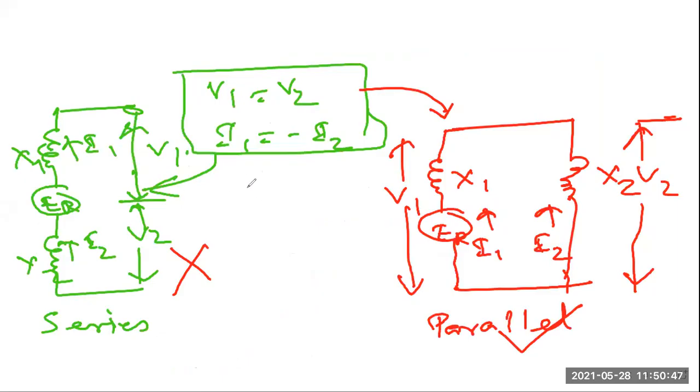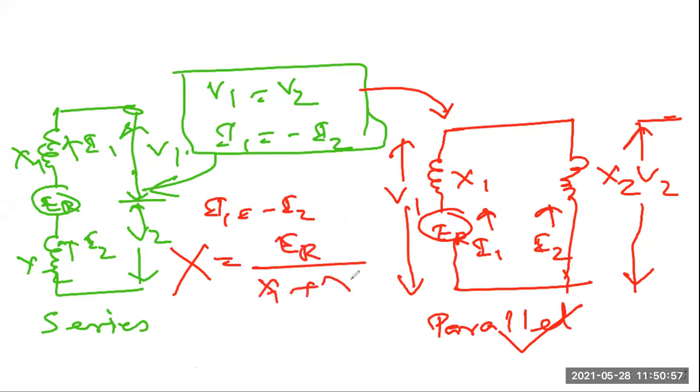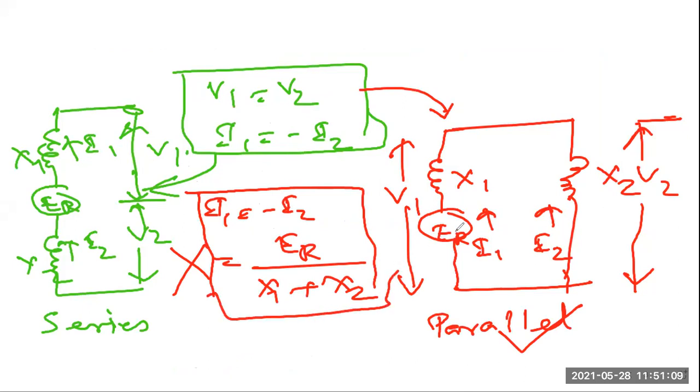So for this case, this I1 will be equal to minus I2, and this is equal to ER, that is the internal EMF, by X1 plus X2. Yes or no? This is ER, and total impedance is X1 plus X2. So ER by X1 plus X2 will be your current. Yes or no? Yes, sir. Okay.